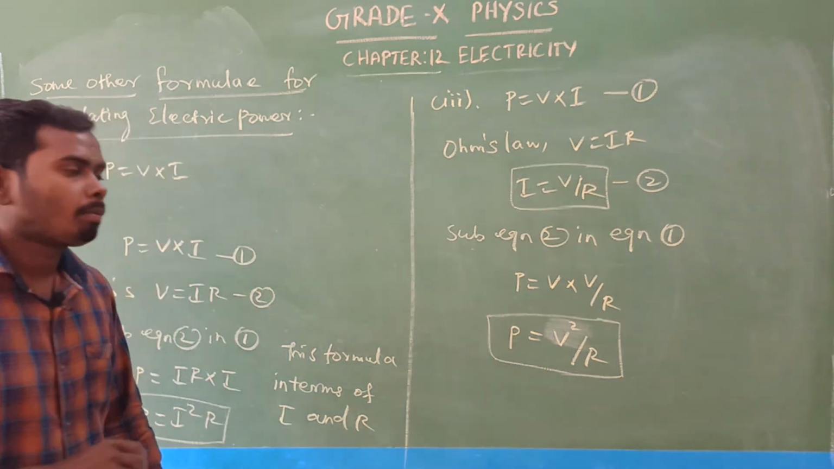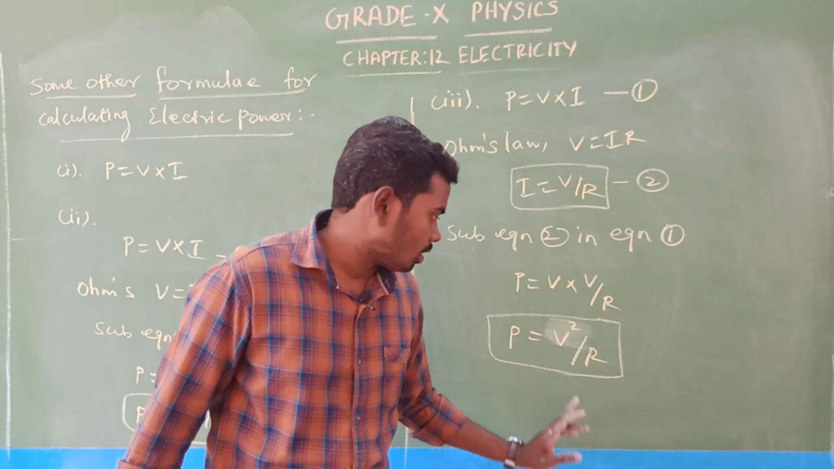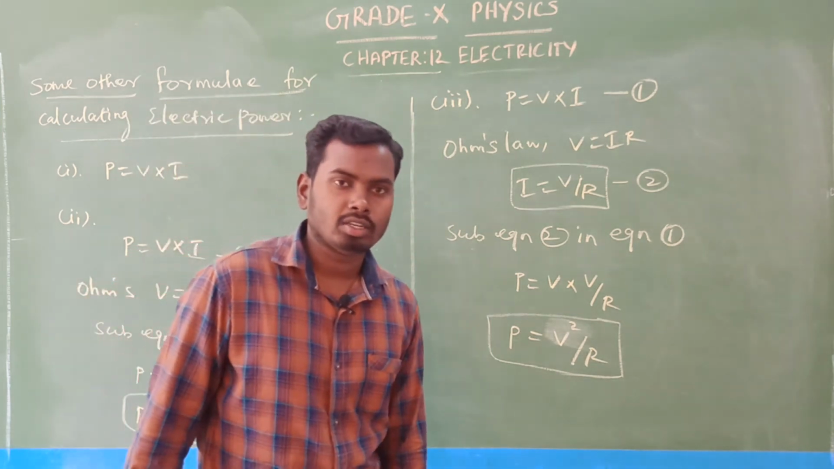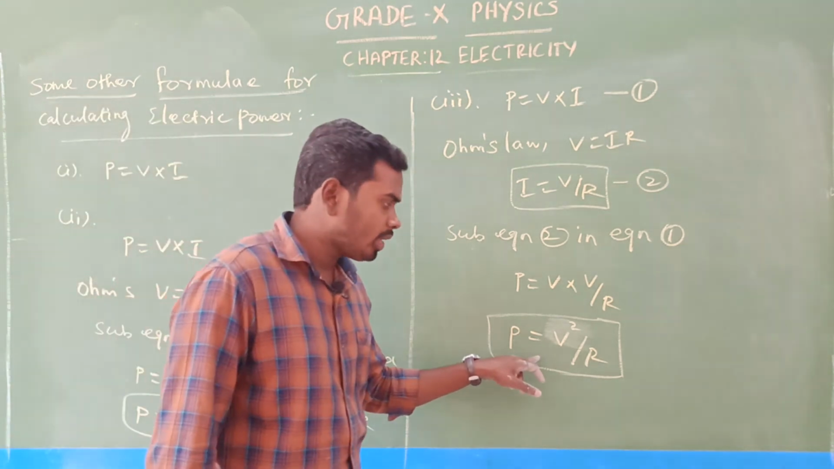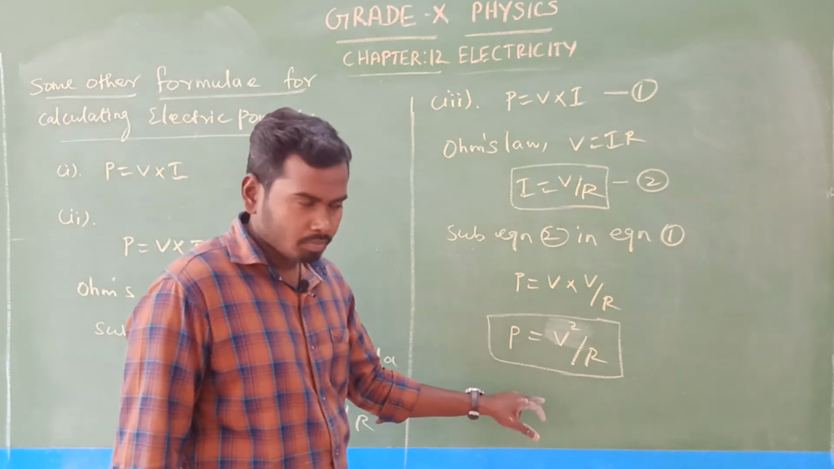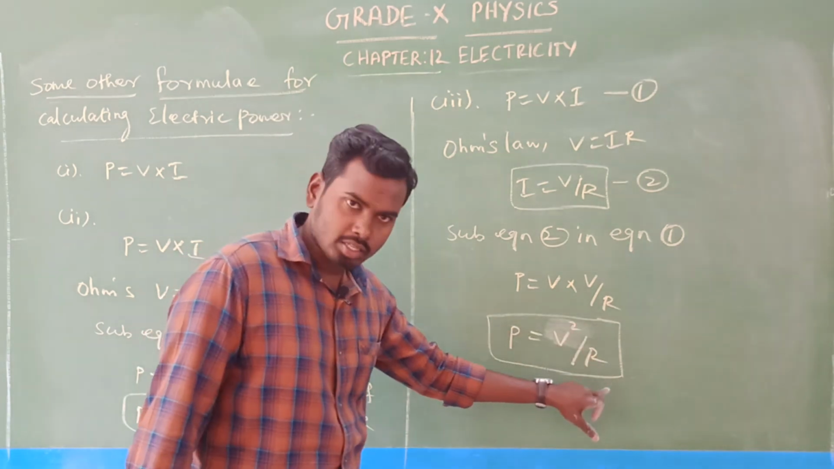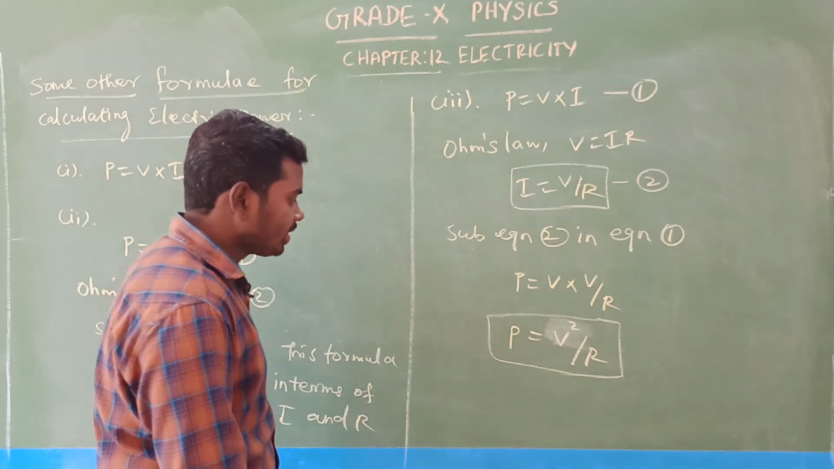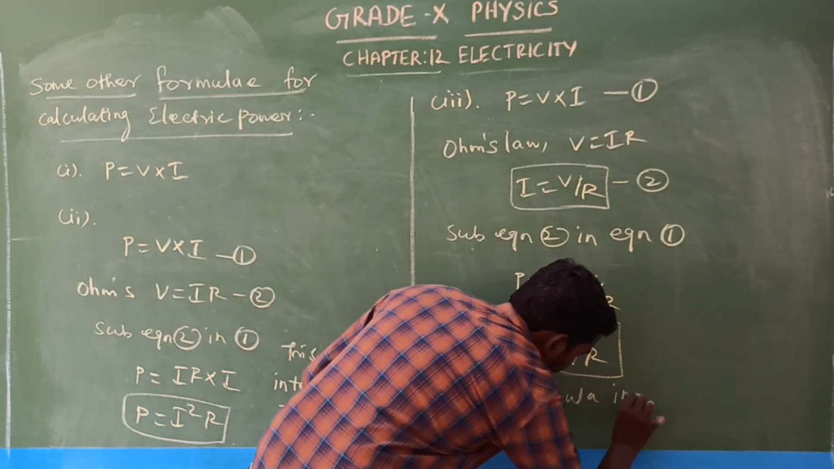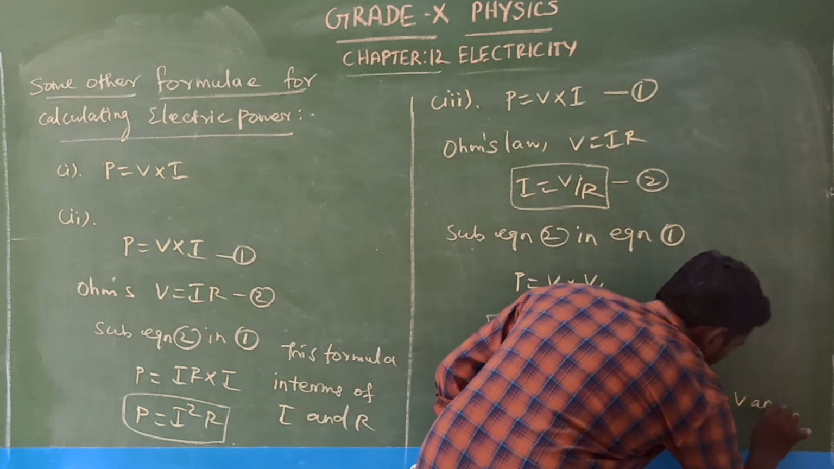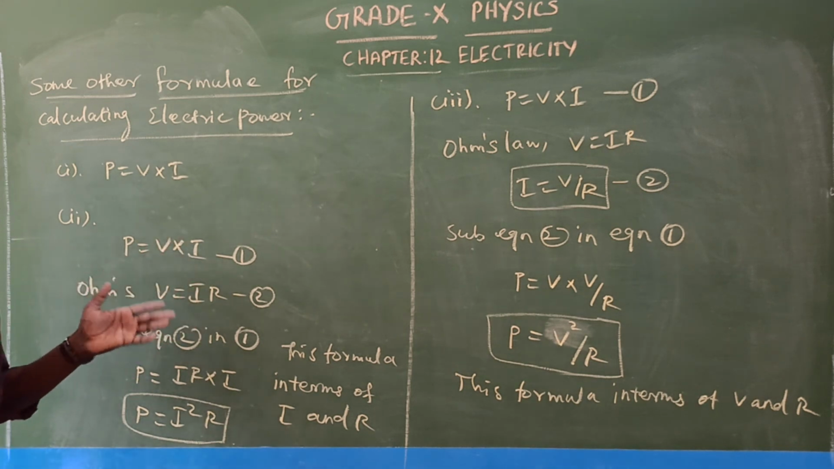So this is another formula for calculating the power in terms of V and R, which means voltage and resistance value. That's all, students. So look here. This formula is for calculating the power if you know the voltage value and the resistance value. So these all are the formulas for calculating the power value.